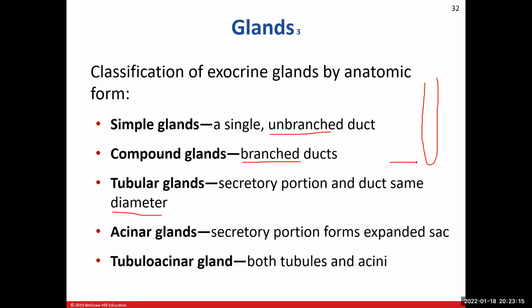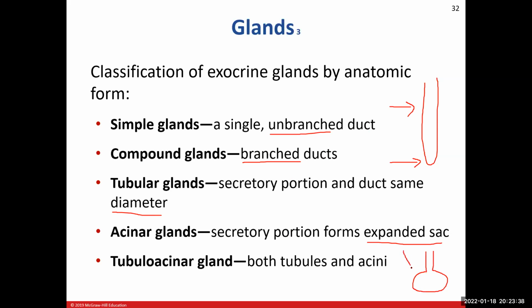And usually this part here down by the end is the secretory portion, and the part that's closer to the surface of the epithelium, that's going to be the duct. Acinar glands, right, where the secretory portion is, it's going to look like an expanded sac. So it's going to look like a grape on the grapevine, like that.